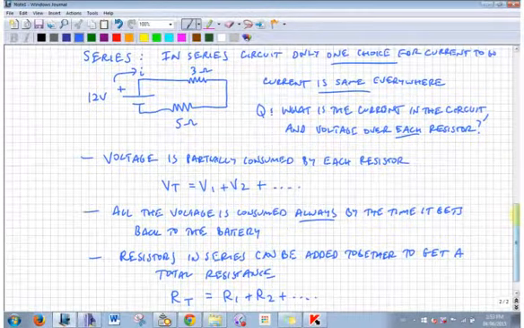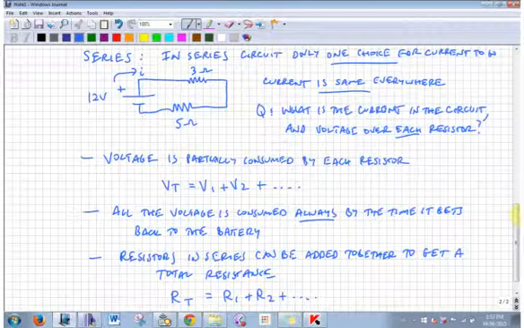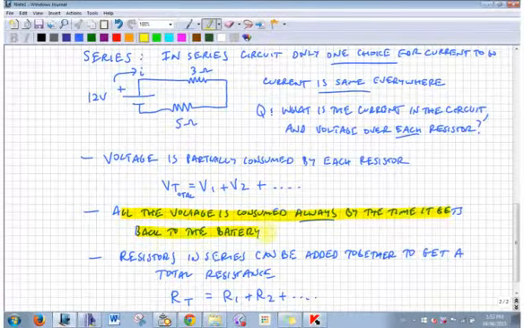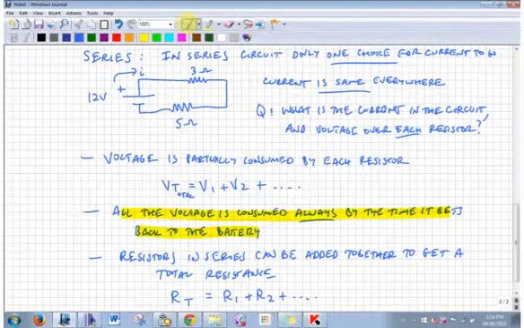Okay? Total. Here I have 12 volts. So V 3 ohm plus V 5 ohm has to equal 12 volts. So if I figure out the voltage on one, I know what the other one is. I can just subtract it from 12. If I have 10 things, they all add up to the total voltage because all the voltage is consumed by the time it gets back to the battery. Okay?